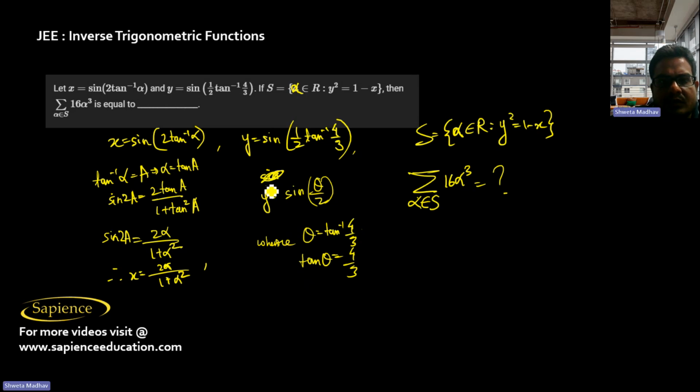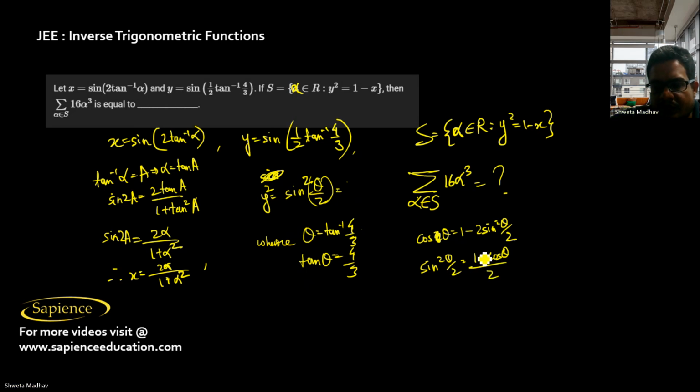So y square will be sine square theta by 2. Now we know that cos 2 theta is equal to 1 minus 2 sine square theta. So cos theta is 1 minus 2 sine square theta by 2. So sine square theta by 2 is equal to (1 minus cos theta) by 2. And from here tan theta is 4 by 3.